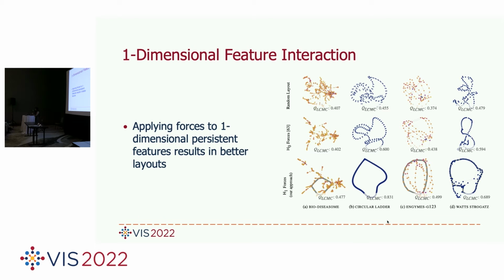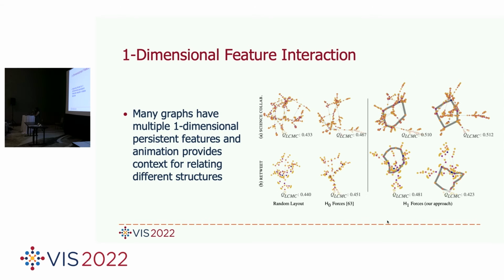Here, we show some more examples where applying forces to the 1-dimensional persistent features results in better layouts and well-defined cycle structures when compared to the cluttered visualizations produced by random layout on the top row. For graphs with multiple cycles, this animation provides context when switching between different cycle emphasizing forces.